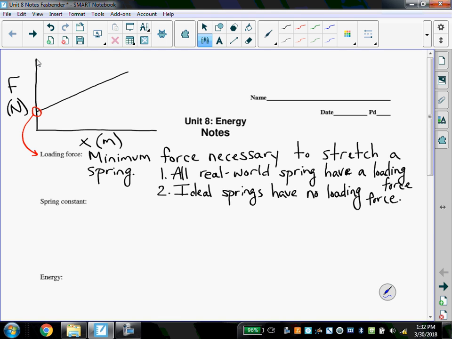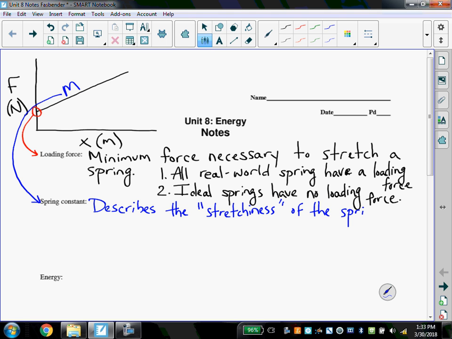The next part of the graph that we looked at is the slope. The slope of our force versus stretch graph in this lab corresponded to the spring constant. That spring constant describes the, quote, stretchiness of the spring. What do I mean by stretchiness of the spring? I'm saying, is it easy to stretch? Is it hard to stretch?